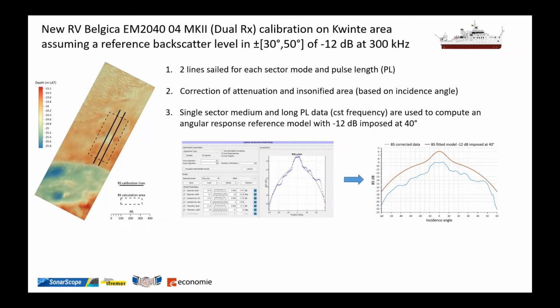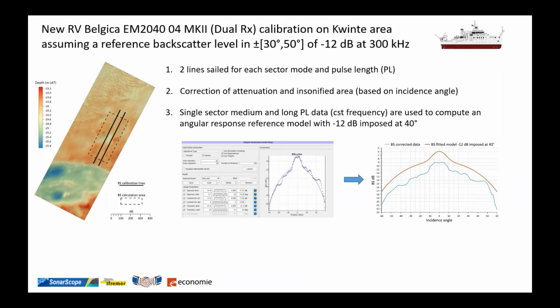We select only the single sector mode data because we have only the one frequency. We don't have this problem of multi-frequency per sector. We have only one frequency, so we modelize the data acquired at single sector mode, long and medium pulse lengths, and we create our own model. This is the red curve, and we oblige this model to pass by minus 12 dB at 40 degrees. So we push the model to be at minus 12 dB at 40 degrees.